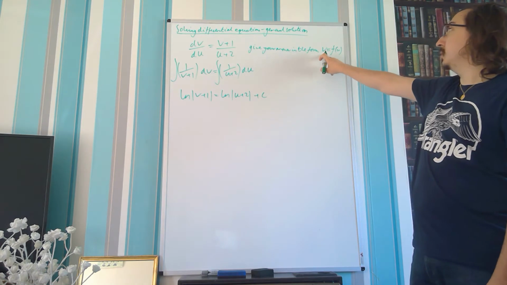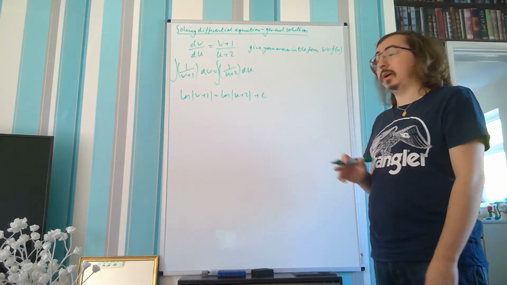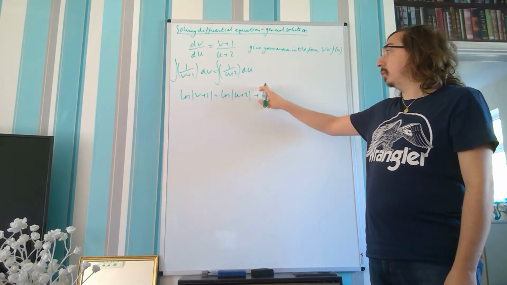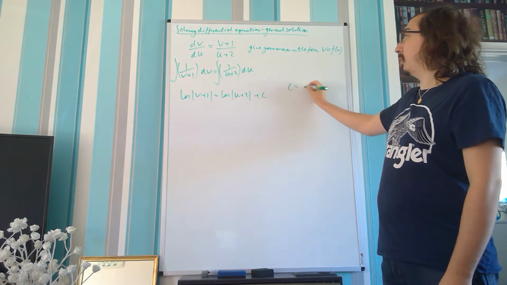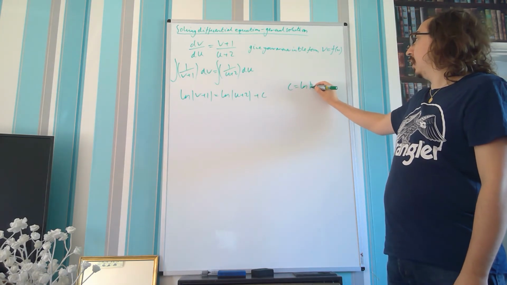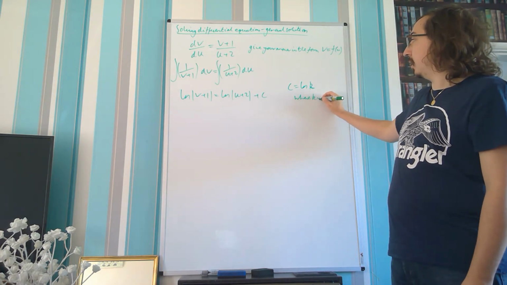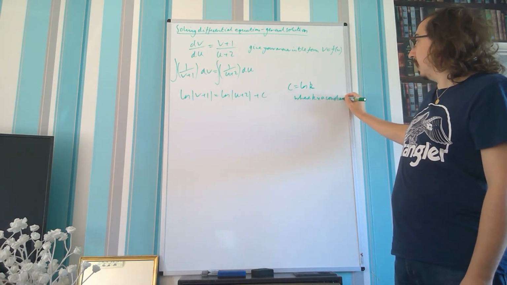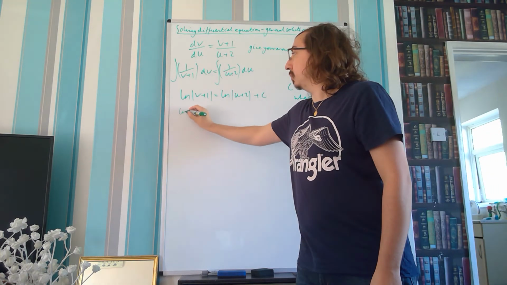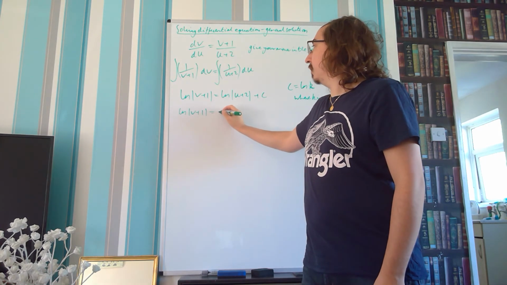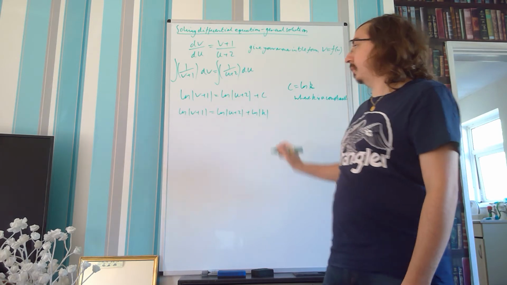Now, the problem is we want this in the form v is equal to some function in terms of u, and we've got two natural logarithms. Well, we don't like this plus c in this form, so we're going to rewrite c as ln k, where k is a constant, and that's going to make things much easier for us to deal with. So we've got ln of v plus 1 is equal to ln of u plus 2 plus ln of k.